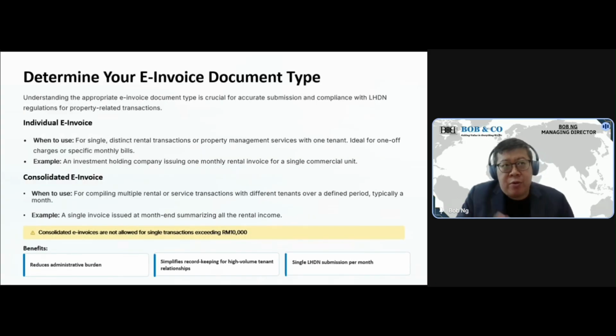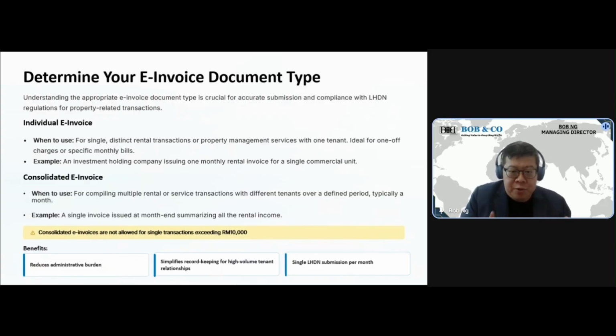So when you're ready to submit your e-invoice, what do you need to do? You have an option to either prepare an individual e-invoice or a consolidated e-invoice. What do I mean by that? If you are an owner of a property and you only have one tenant, then it's only logical for you to prepare one individual e-invoice to send to the tenant. But what if you have a unit with multiple rooms being created, or you have multiple segments that you rent out to multiple tenants?